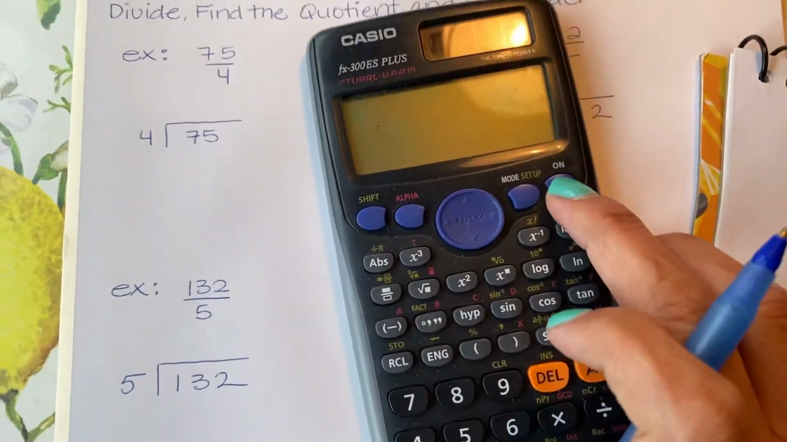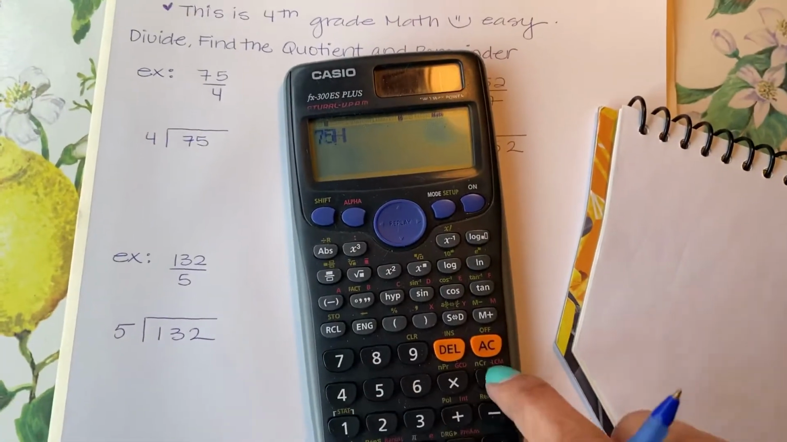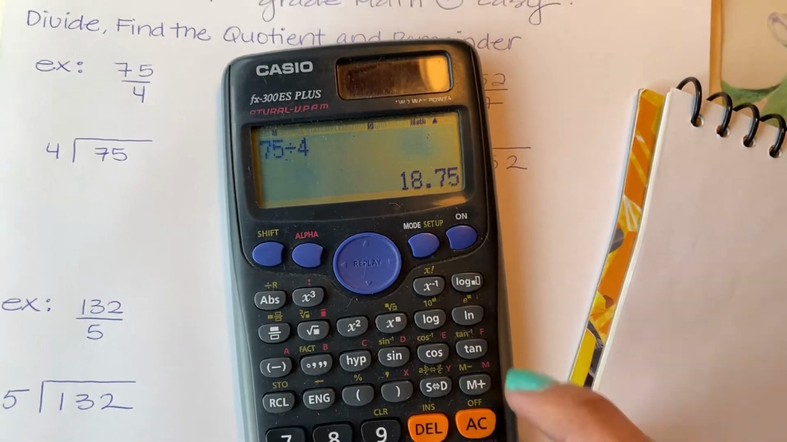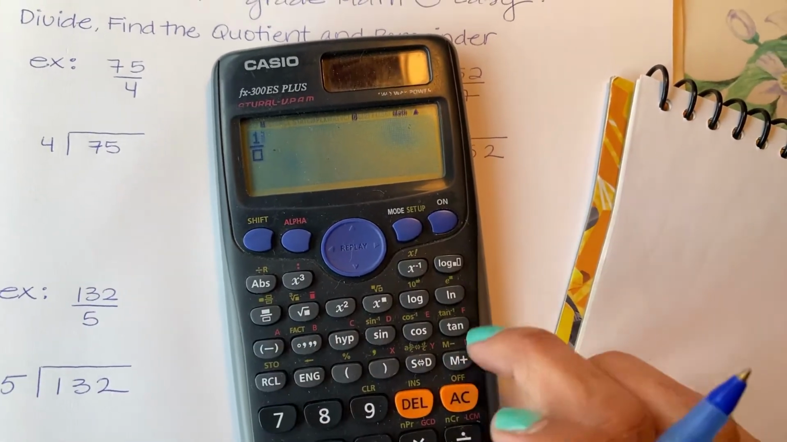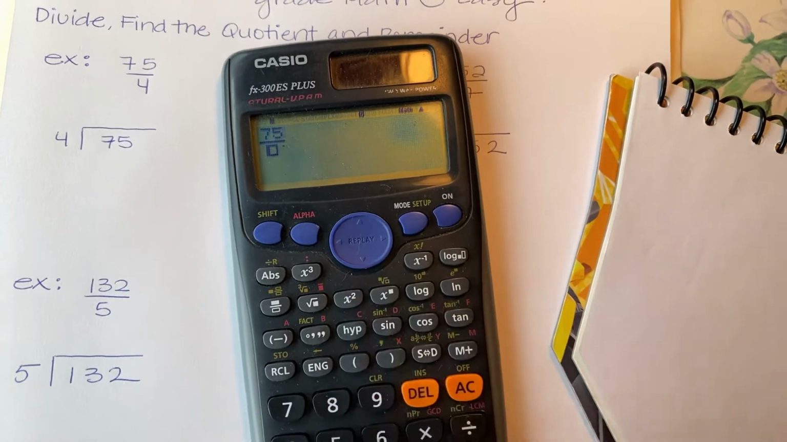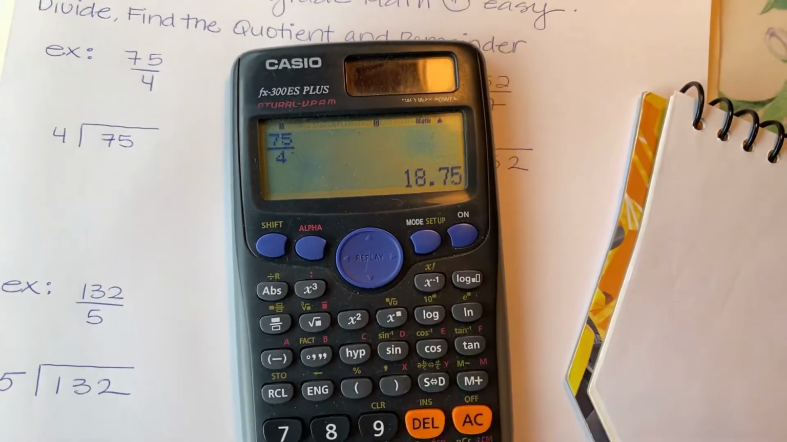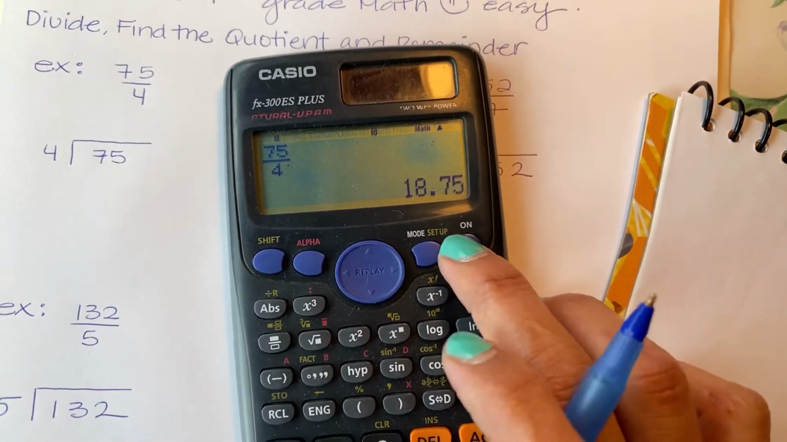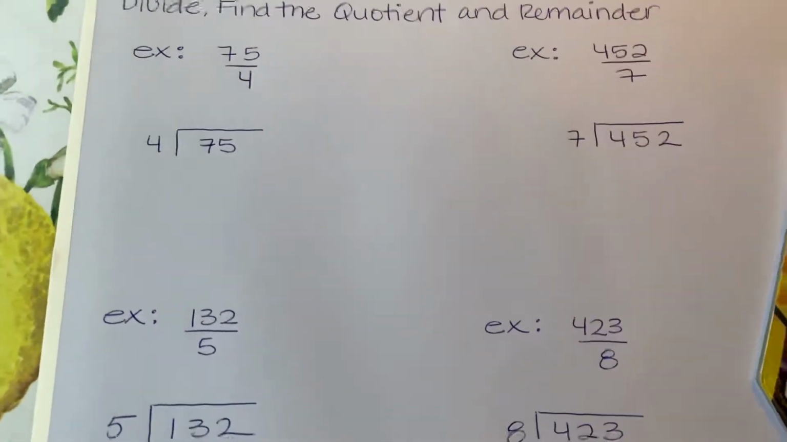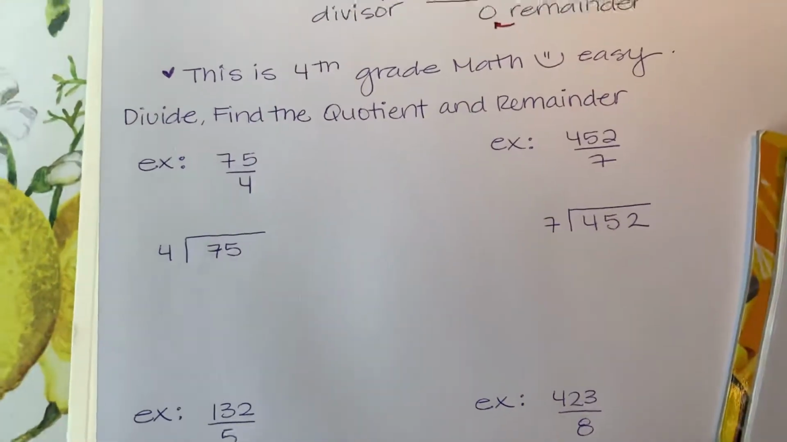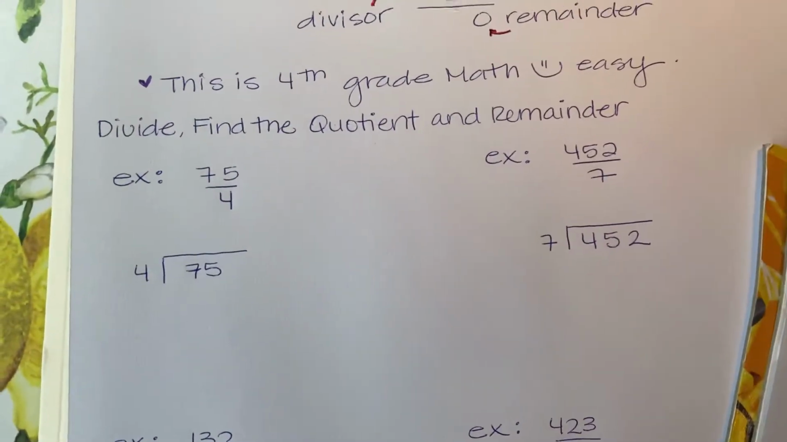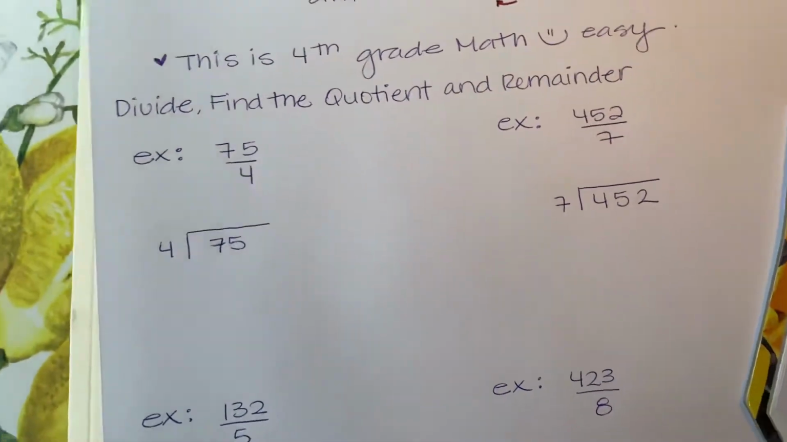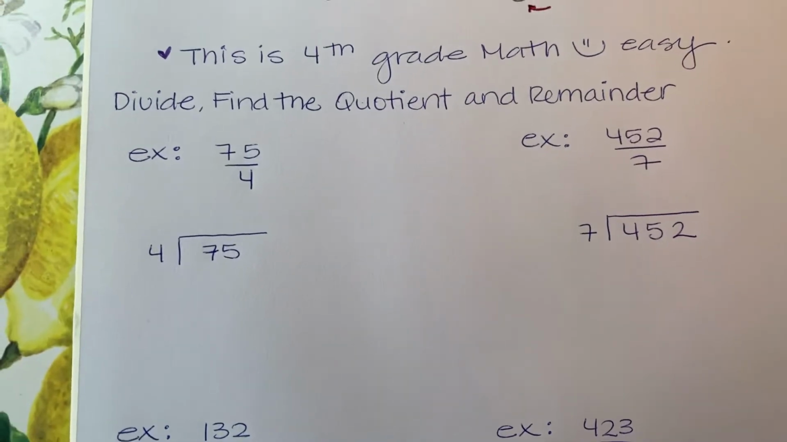75 divided by 4. Yes, you can go to a calculator and do 75 divided by 4, and I get 18.75, or 18 3/4. That's really what it is. But we're not using the calculator, because when you're dividing polynomials, binomials, trinomials, by a monomial or binomial, you can't use the calculator. Okay, so here we go. Long division review. 75 divided by 4.